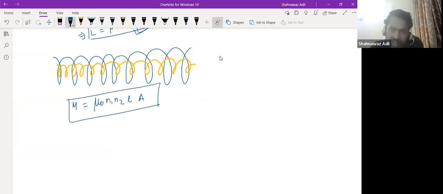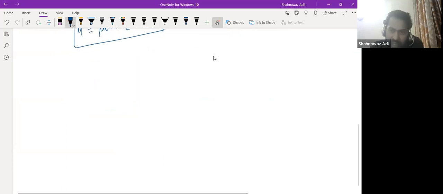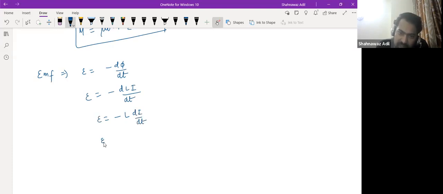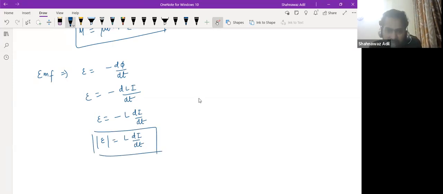And then the energy of this inductor. So EMF is how much? EMF of this inductor, we know that EMF is minus d phi by dt, and we know that phi is Li. So EMF is simply minus L di by dt. If we write only the positive part, that is simply L di by dt. This is the EMF generated in an inductive circuit.